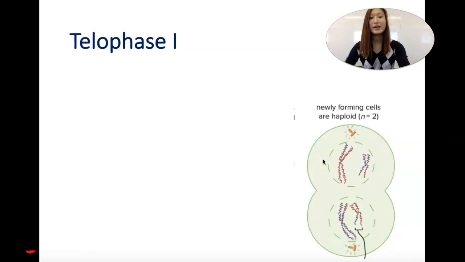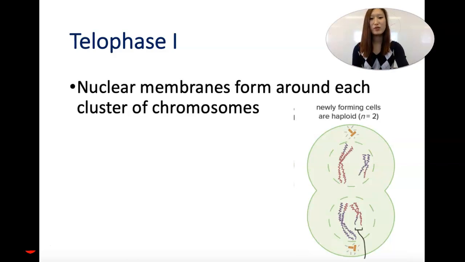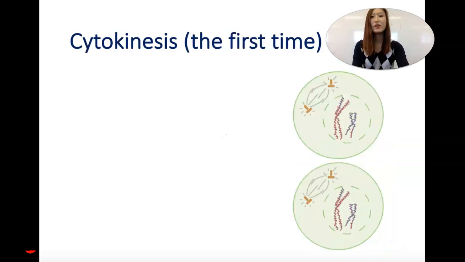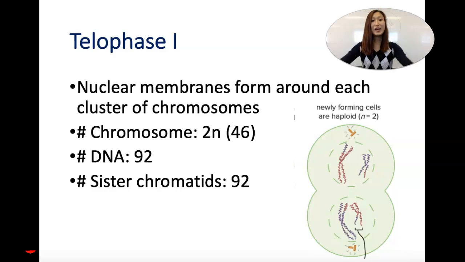Telophase 1, the chromosomes continue to separate, and something else that happens is the nuclear envelopes start to reform, because in order for us to have 2 cells, you need 2 different nuclei for the cells, right? So nuclear envelopes form around each cluster of chromosomes. The number of chromosomes is still 2N, diploid cell, 46 individual duplicated chromosomes actually. Number of DNA 92, number of sister chromatids 92, the numbers still haven't changed. Until we get to the next point, we have cytokinesis, okay?